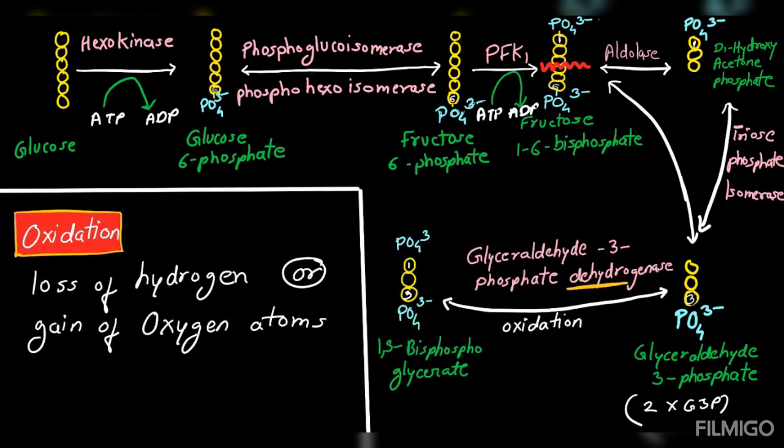1,3-bisphosphoglycerate. But why is the name of the enzyme dehydrogenase? Because here the glyceraldehyde 3-phosphate is undergoing oxidation. And oxidation means either removing hydrogen atoms or adding oxygen. And here we are removing hydrogen atoms. So the name is dehydrogenase.